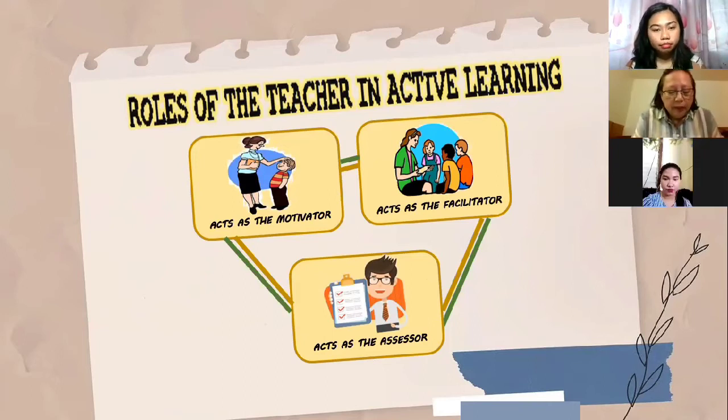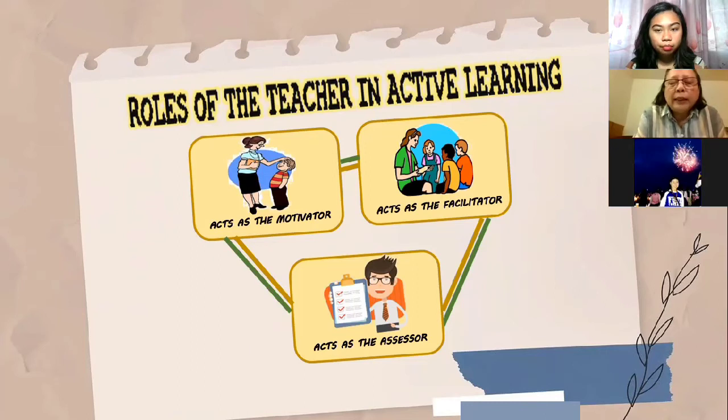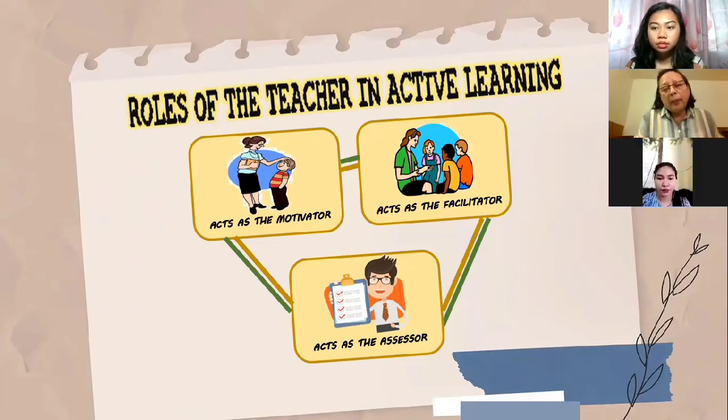Next comes the facilitator. This happens in the course of the activity, wherein she's there to guide the students and be there as a resource person, or maybe direct them to some resources that they can use. And the third one is assessor. This is the assessment of what the student has learned. It also happens during the activity.